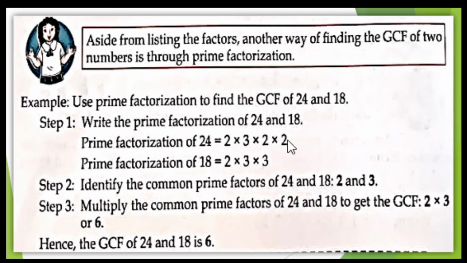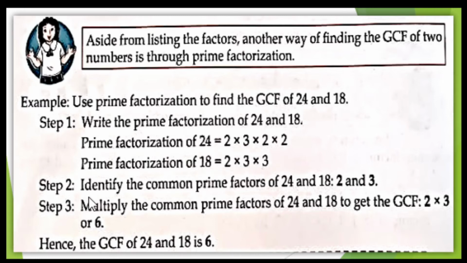Next, prime factorization of 18. We have 2, 3, and 3. When we multiply, 2 times 3 times 3 is equal to 18. And they are all prime numbers.